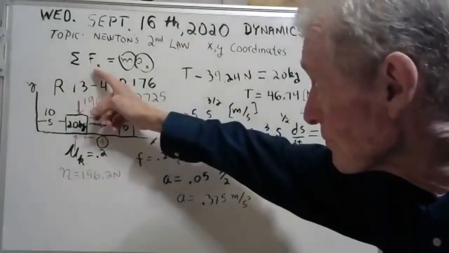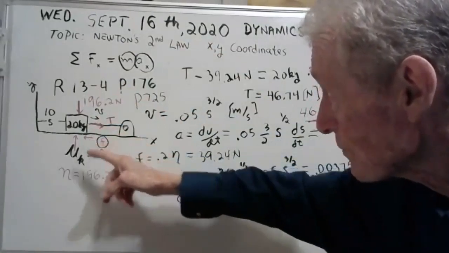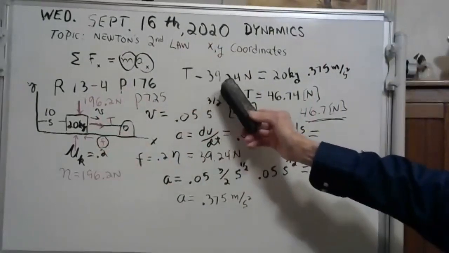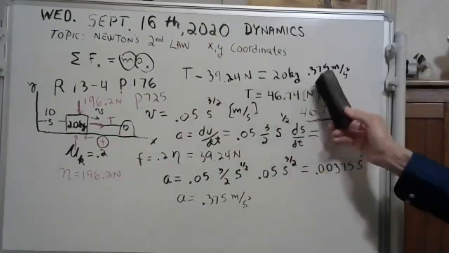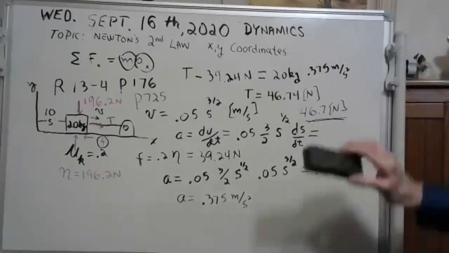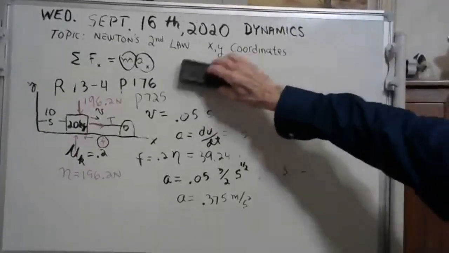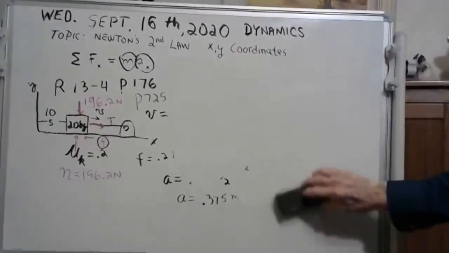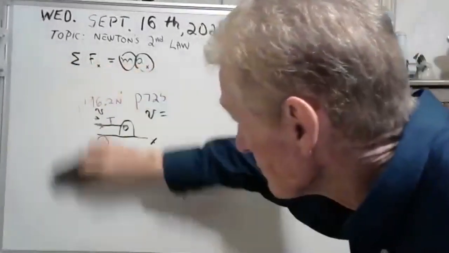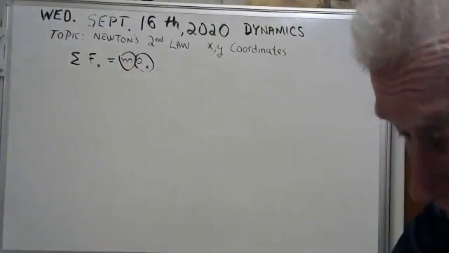This says the sum of the forces in the X. Well, there were two: there was the tension, and there was the friction. See, we have the tension, and we have the friction, and it's equal to the mass times acceleration. All right, well, if you're happy, let's go on. We're studying Newton's second law.